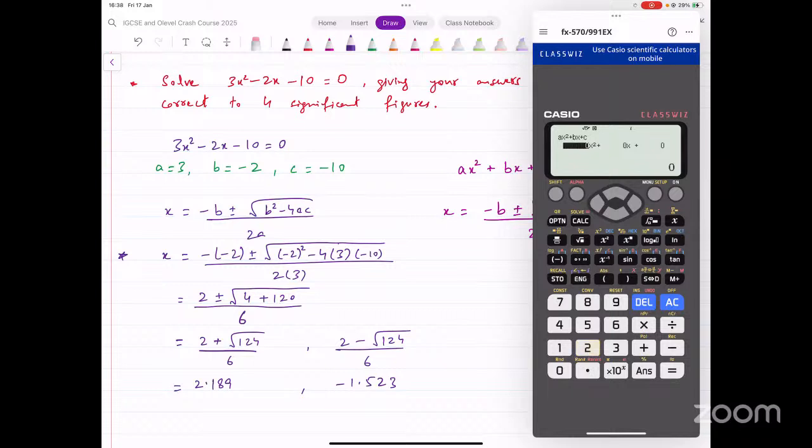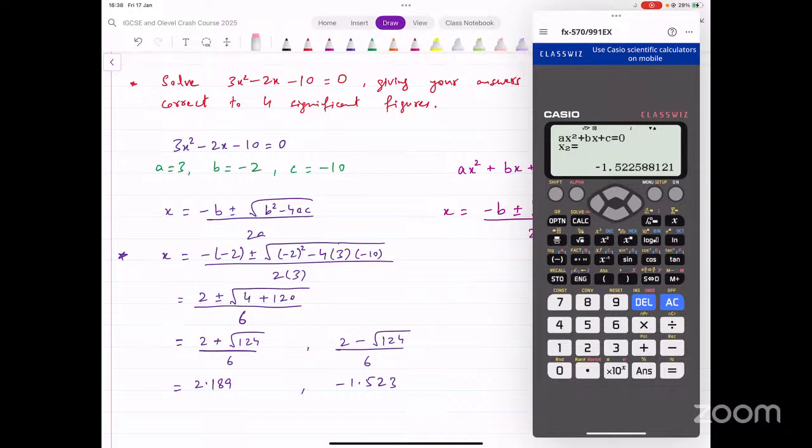And now all we have to do is just write down the coefficients of this equation. The first coefficient is 3. We input that here. The second coefficient is -2. We input that here as well. And then the constant term is -10. We input that here as well. Now press the equal to button, you get your first solution, which is 2.189. You can see that that's what we got here. Press the equal to button again, you get the second solution, and that is -1.523. That's the other solution that we were looking for. So these are the two solutions that we've got.